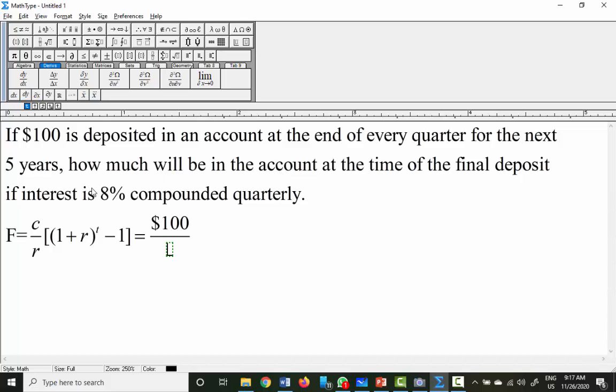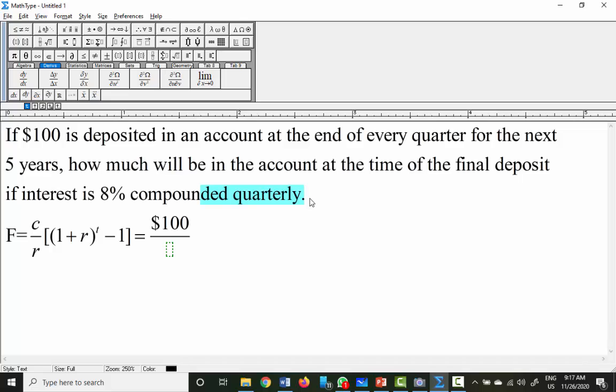divided by R. So here the interest rate is 8% compounded quarterly. Remember, 8% is the annual rate, the annual percentage rate or APR. But since the interest will be compounded on a quarterly basis, we need to find out the quarterly interest rate.